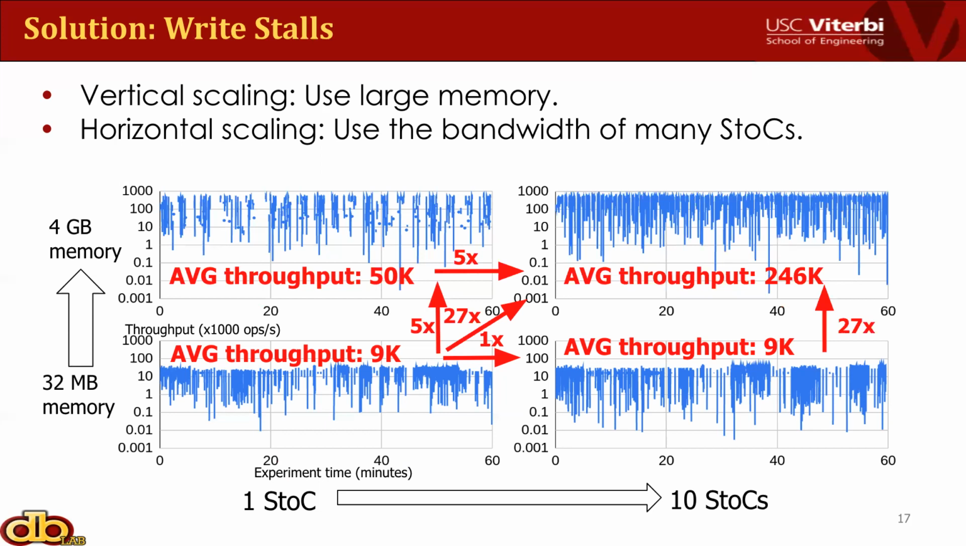Lastly, I increase the number of storage components from 1 to 10 and use 4 GB of memory. The throughput increases by a factor of 27. This is because the LTC flushes immutable memtables across different storage components. It also offloads compaction to the storage components.